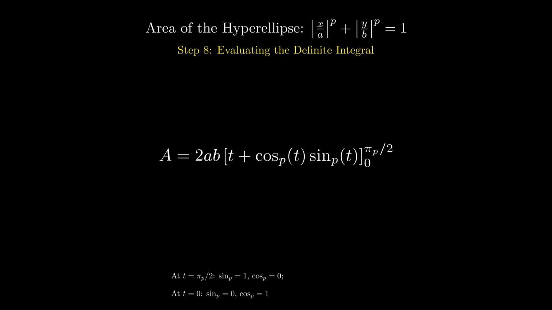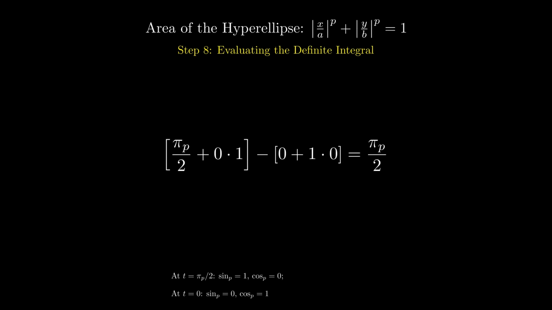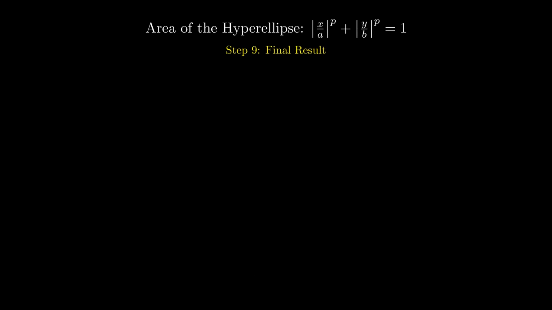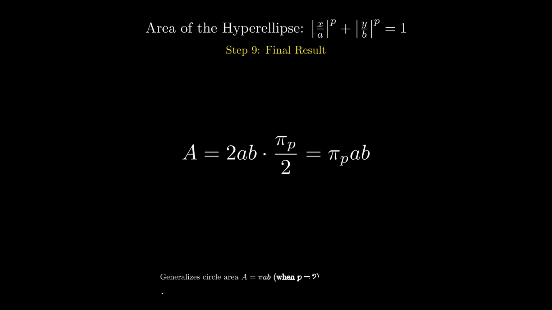Applying the formula and evaluating the upper and lower bound gives us pi_p over 2. And with that, the area is precisely pi_p times a times b.